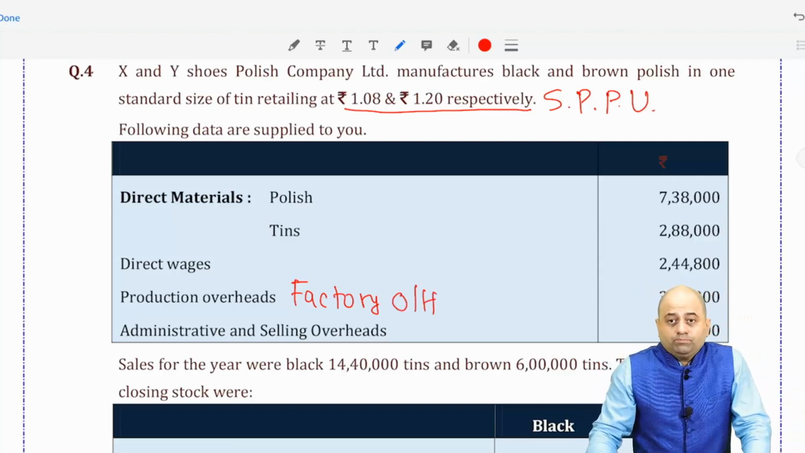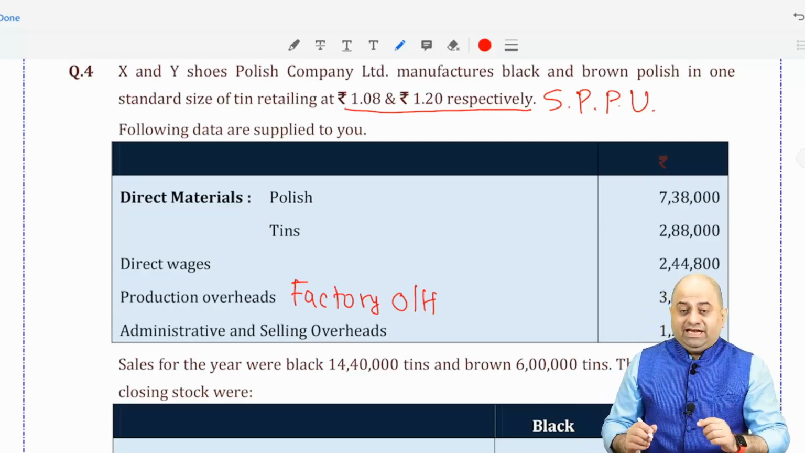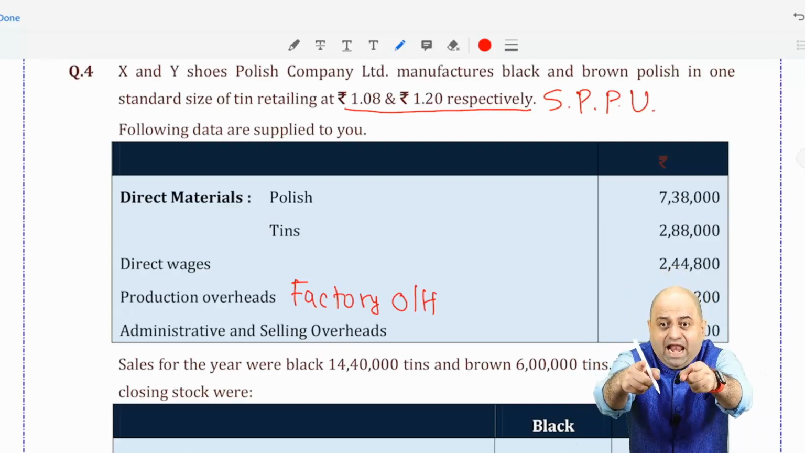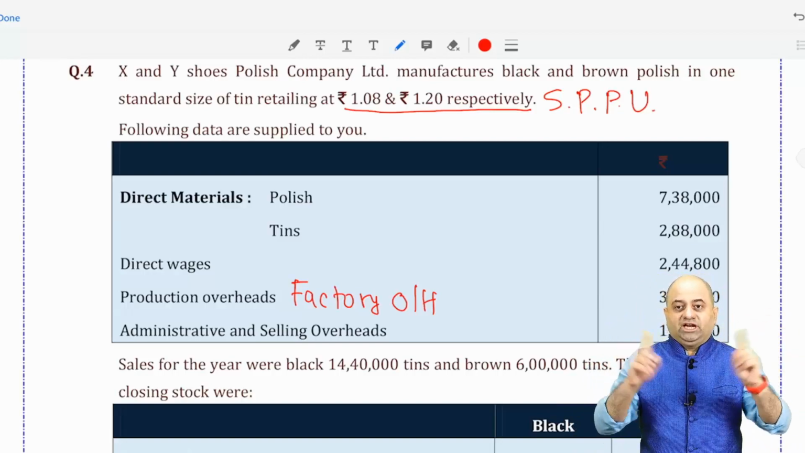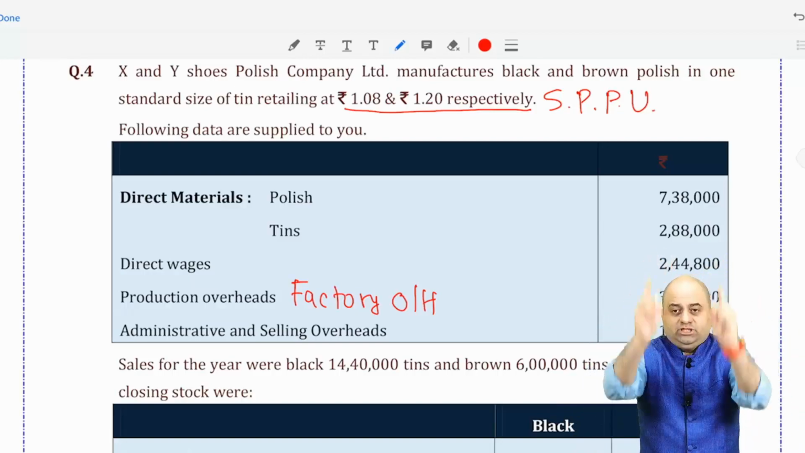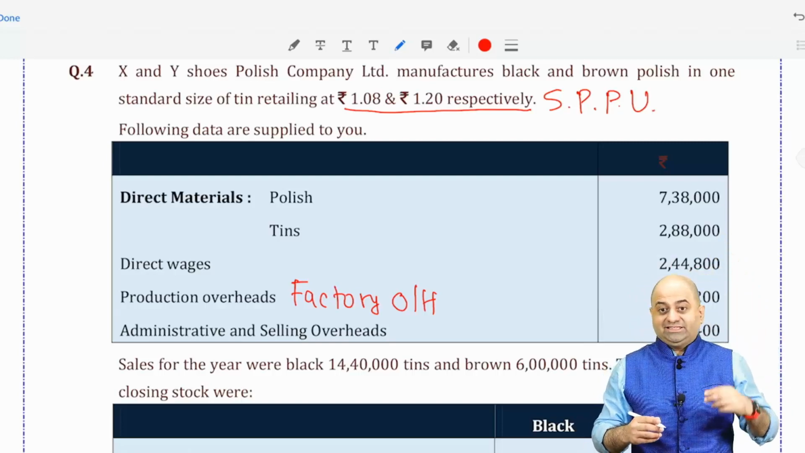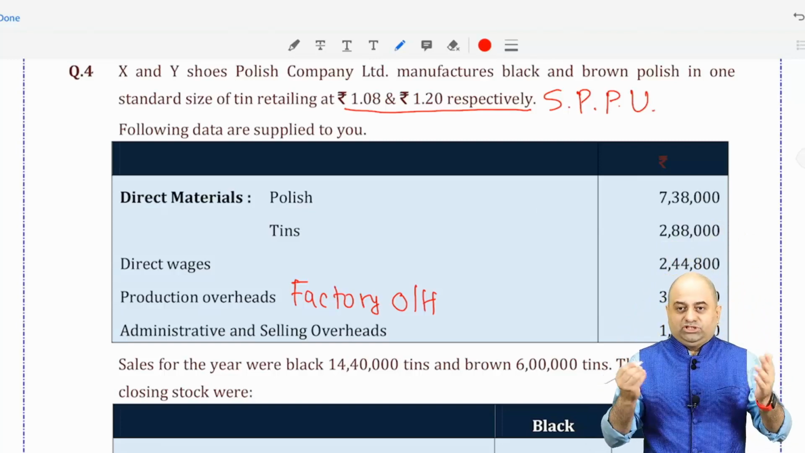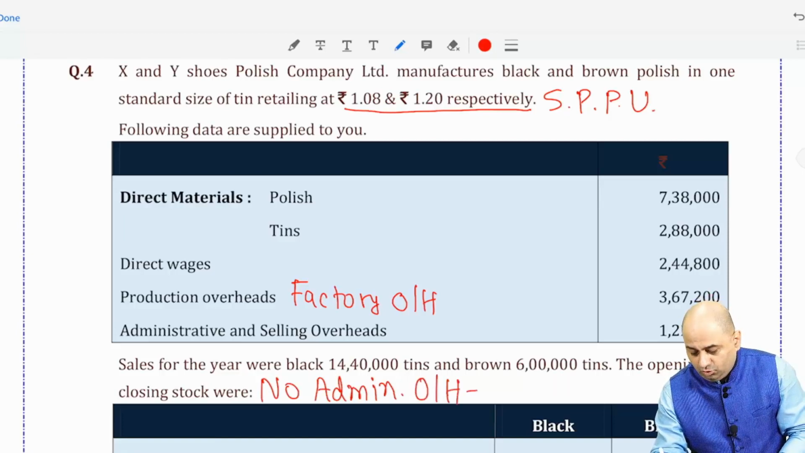And a very interesting point to note, they have used the words admin and selling overheads. They themselves have connected this admin with selling, clearly indicating that this administrative overheads are general, which means that in this question, there is no admin overheads related to production. If you remember the format, you would realize, which means factory cost itself will become your cost of production because there is no admin overheads related to production. So I will mention that no admin overheads related to production.